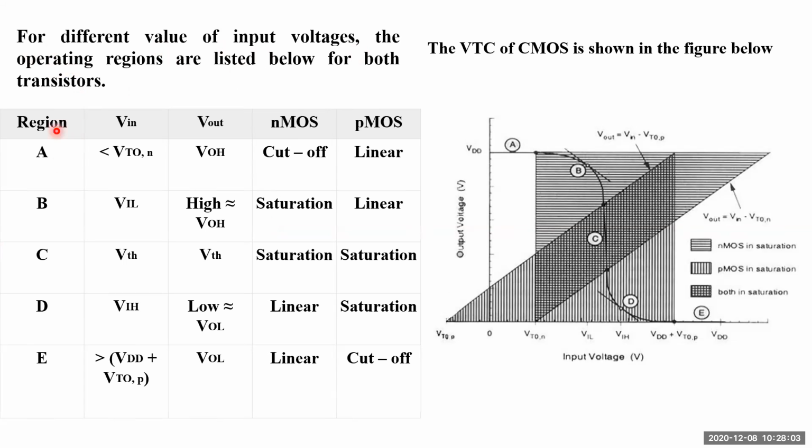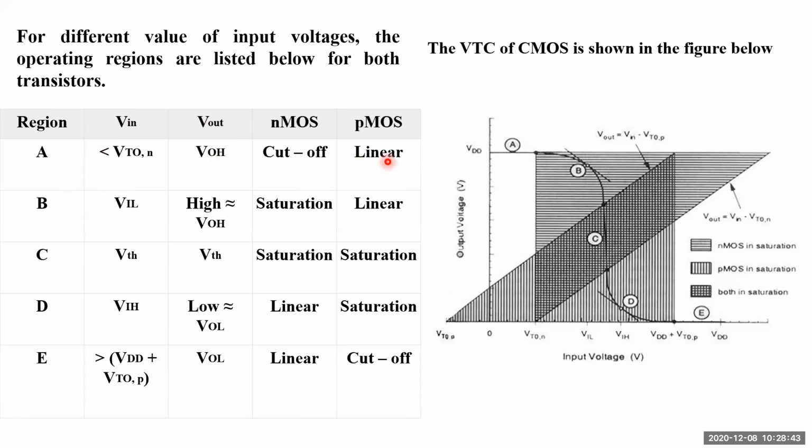For region A, the condition is that your input should be always lesser than the threshold voltage. Whenever that is the case, the output will be high voltage. It means whenever you are supplying 0 as a logic to the gate of the particular CMOS inverter, your output will be VOH. Why is the output VOH? Your PMOS is turned on and NMOS is turned off whenever the input is equal to 0, Vin is equal to 0.